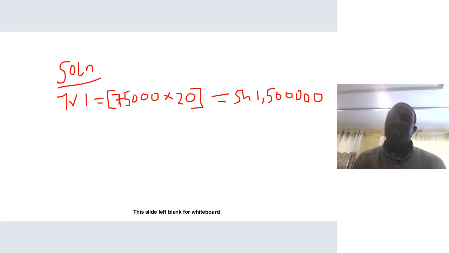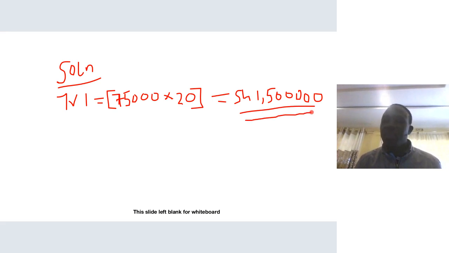Remember that the minimum rent is 1 million, but the actual amount of sales that has been made is 1,500,000, meaning that the actual sales is more than the minimum rent. So the amount of payment that will be made is 1,500,000 for year one. Now for year two, again, we go through the same process. Now we have 45,000 copies.